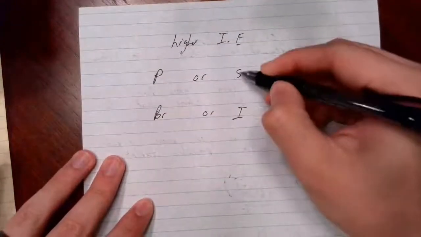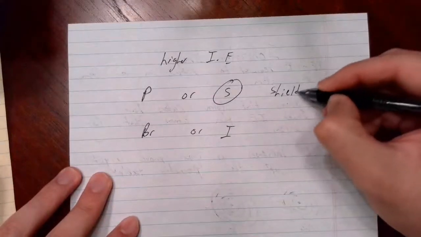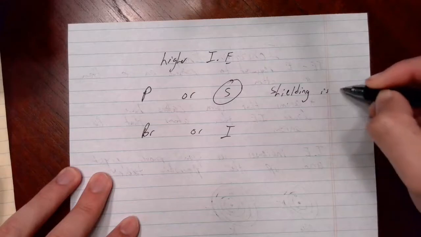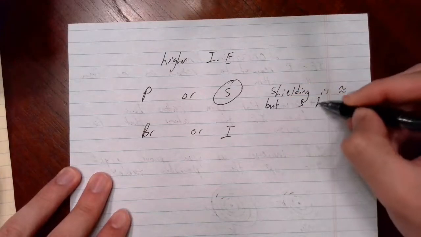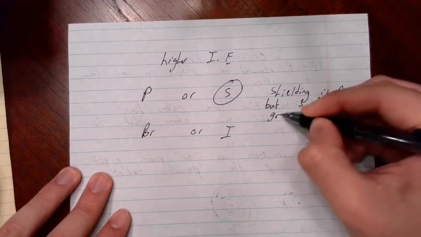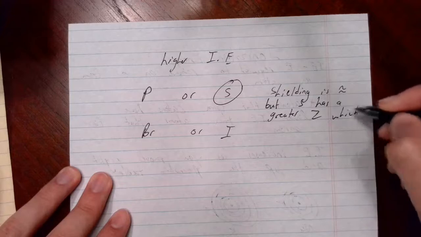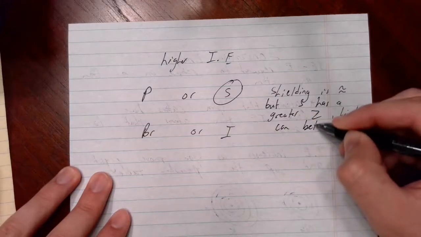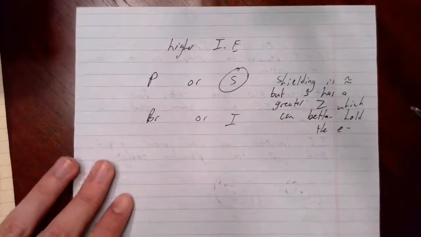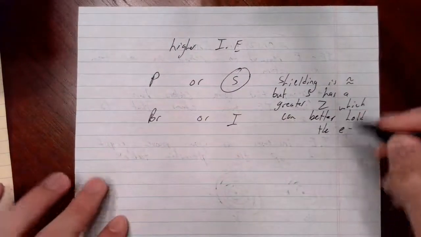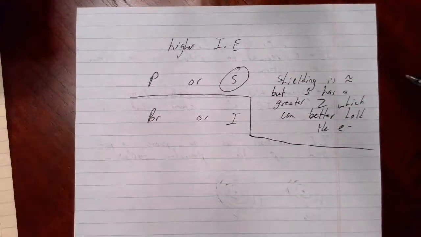So phosphorus or sulfur, the correct answer is sulfur. Okay, so shielding is approximately equal, but sulfur has a greater nuclear charge, which can better hold the electron. So if it can better hold the electron, that means it's harder to pull the electron away. It requires more energy to remove that electron.